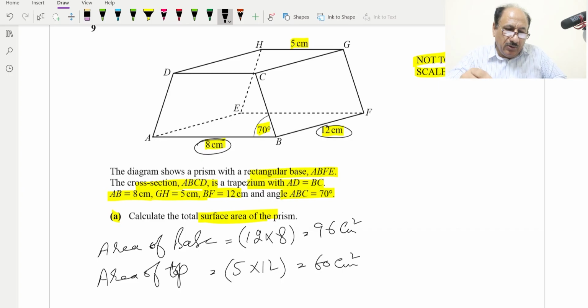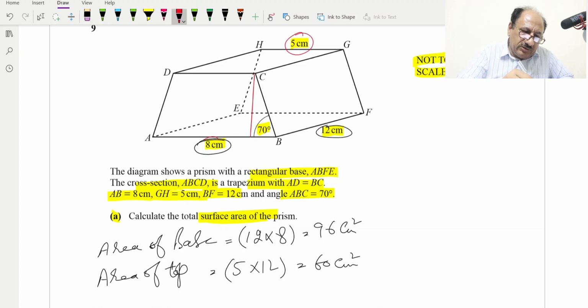Now we need this perpendicular height, and this perpendicular height we can join this one over here, and we know top one is 5 and this bottom one is 8, so difference is 3, so half is on this side and half will be on this side.